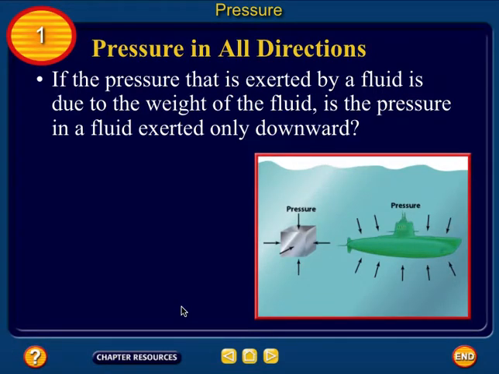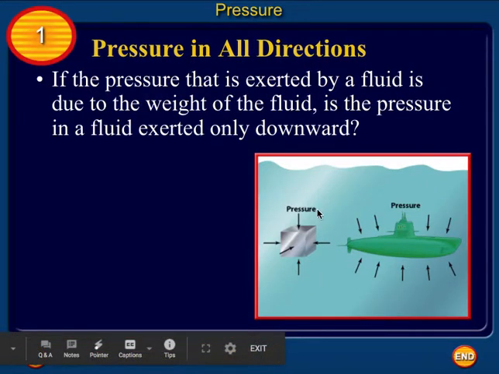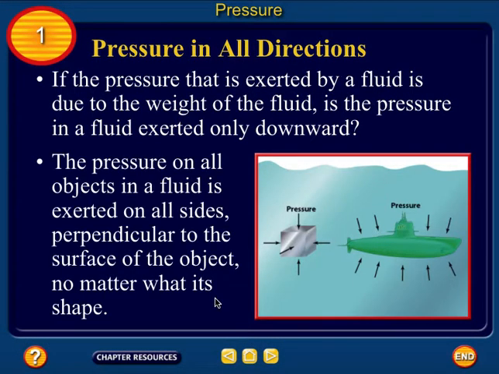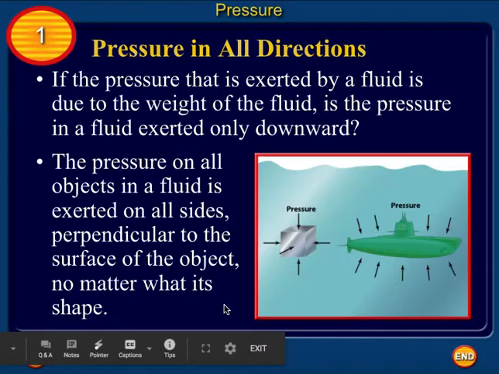Is the pressure in a fluid exerted only downward? Well, that would be no. Pressure is exerted in all directions by a fluid because there's a force that's being applied in all directions. The pressure on an object in a fluid is exerted on all sides, perpendicular to the surface of the object, no matter what its shape.